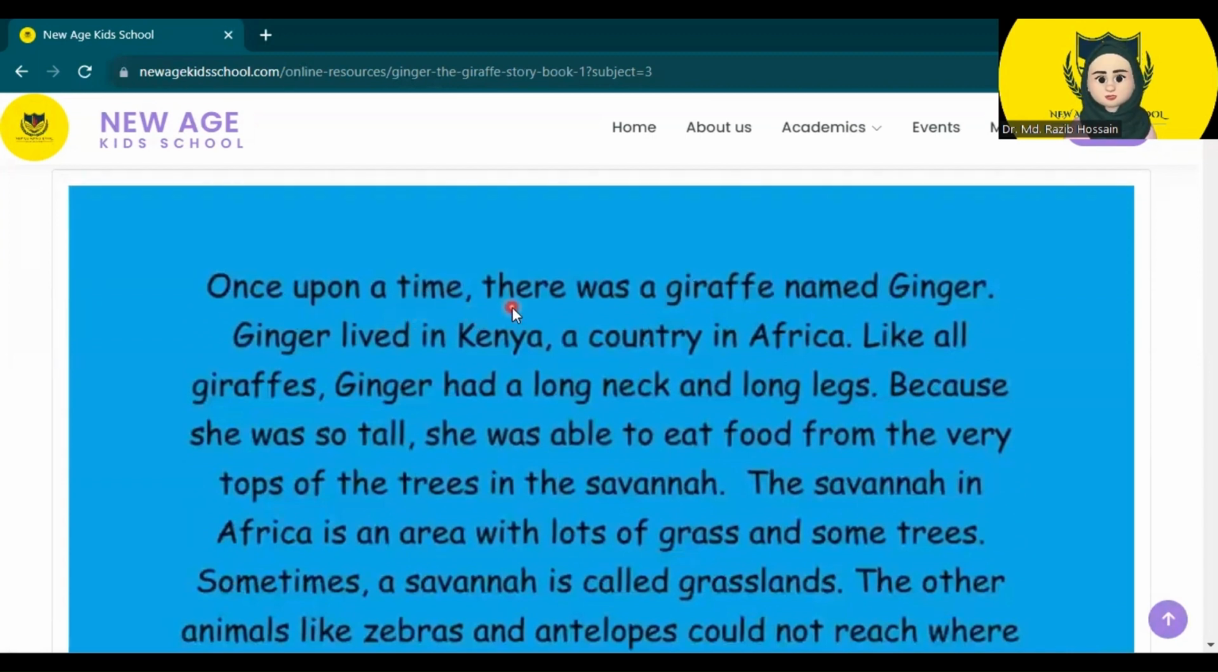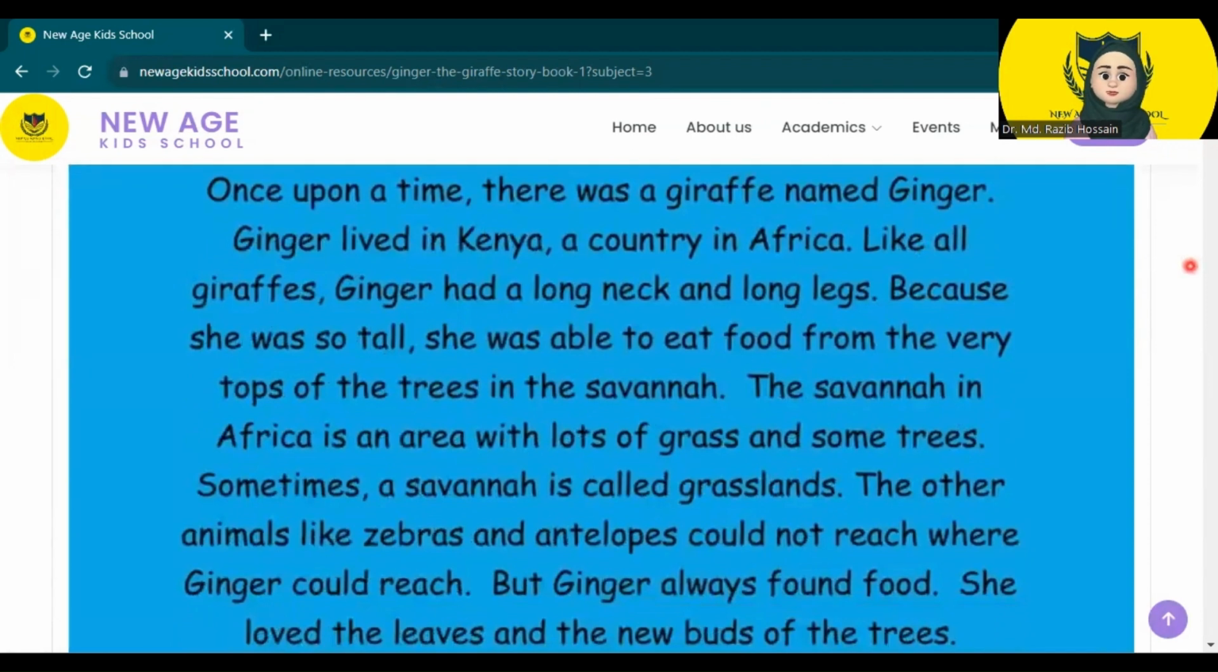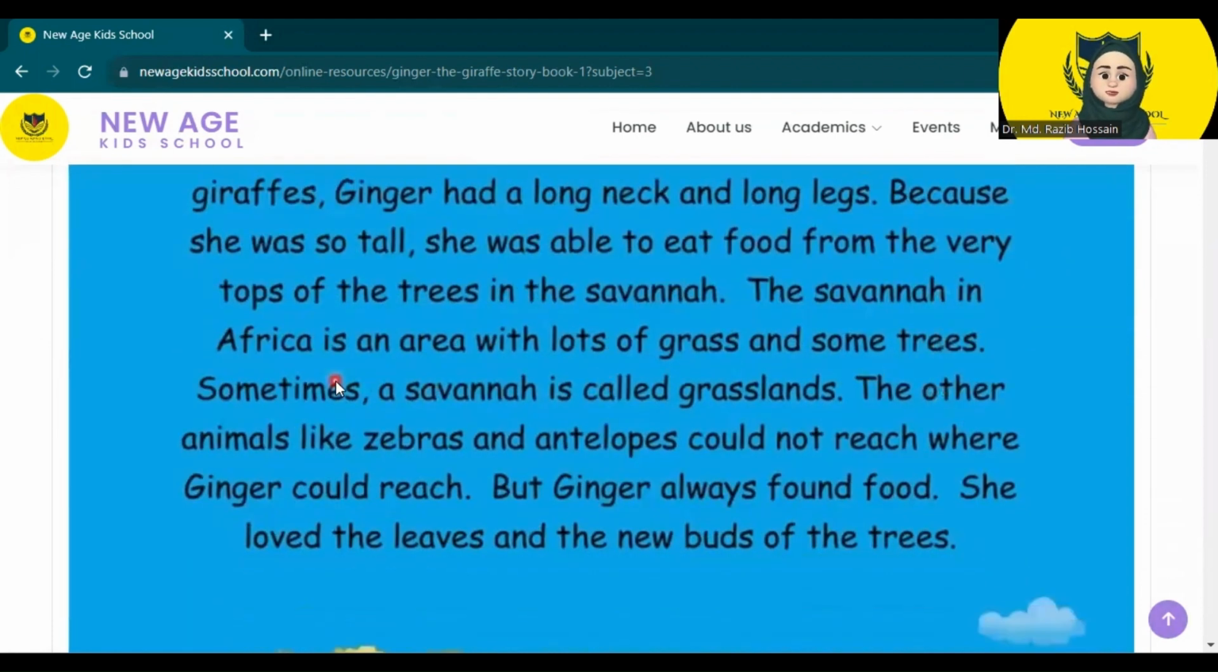Once upon a time, there was a giraffe named Ginger. Ginger lived in Kenya, a country in Africa. Like all giraffes, Ginger had a long neck and long legs. Because she was so tall, she was able to eat food from the very tops of the trees in the Savannah. The Savannah in Africa is an area with lots of grass and some trees.